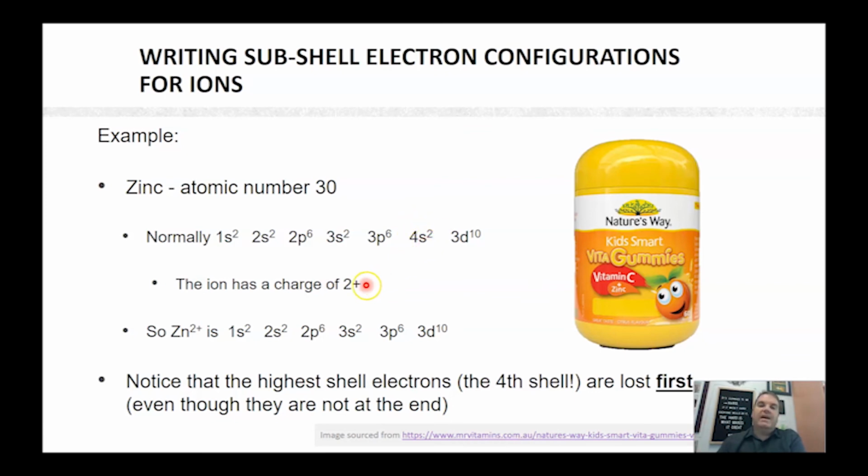So we're going to take those 2 away. That's actually the outer shell. We take those 4s electrons away, and now we end up with 10 plus 6 plus 2, which is 18 electrons in that third shell. The third shell can hold a maximum of 18, so that's full. So the key with transition metals is to remember that they lose their 4s electrons first before the 3d ones. There are some more examples of that in the video I showed you before as well.